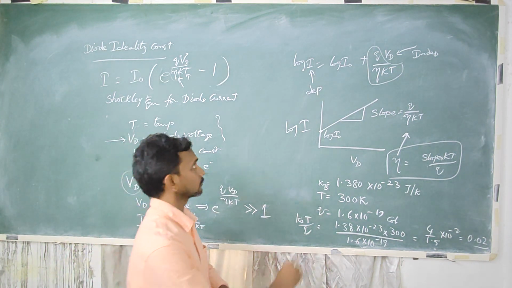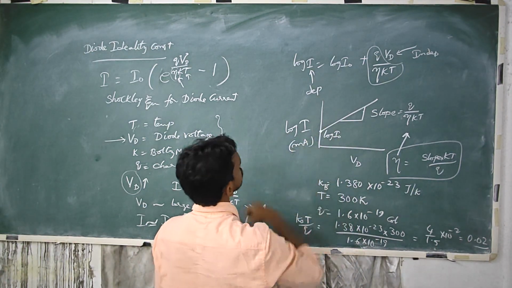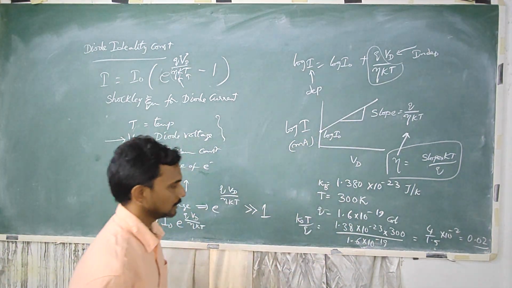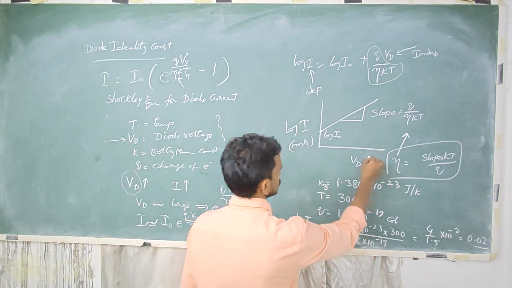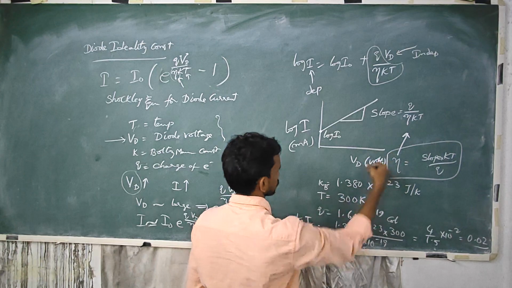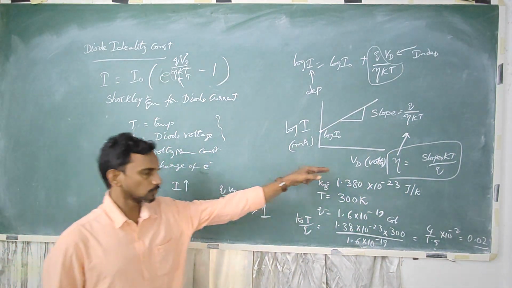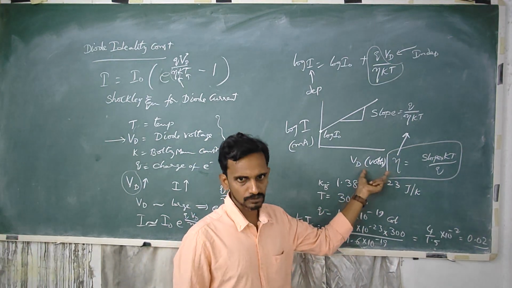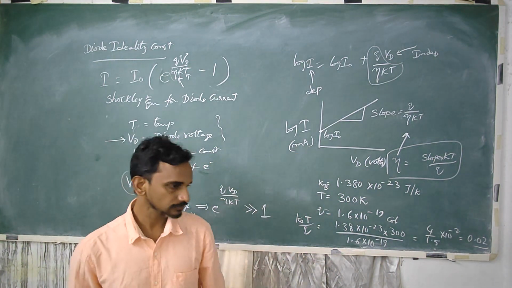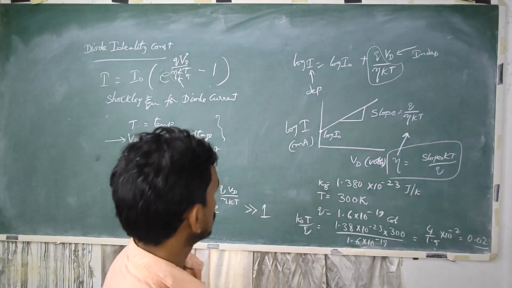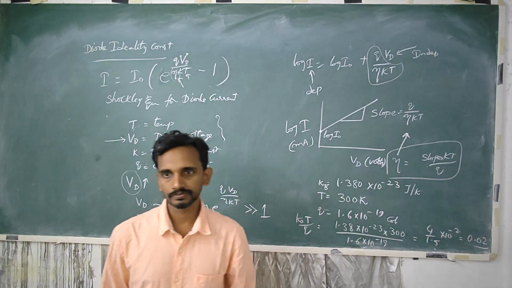And since this is forward bias, you have to consider these numbers in milliamperes. I is in milliamperes. Vd is in volts. So during forward bias, forward voltage is in volts, current is in milliamperes. So these units are necessary while calculating that slope.